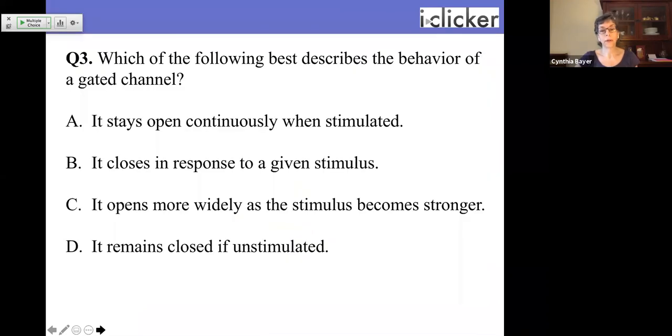So we're focusing on channel transporter proteins in our membrane, and we just described the action of a gated ion channel. So my question to you is, which of these statements here best describes the behavior of a gated ion channel?